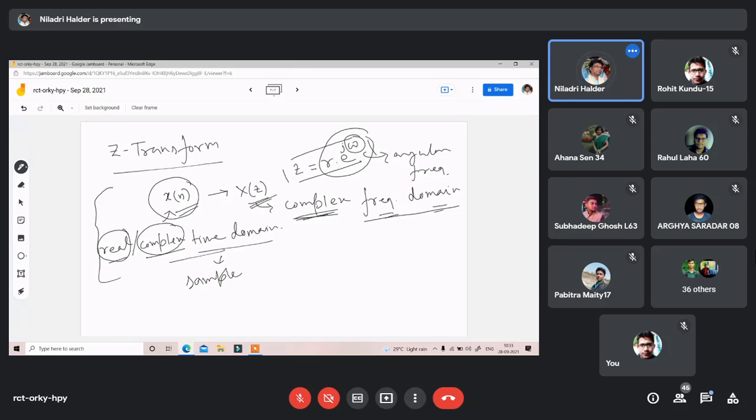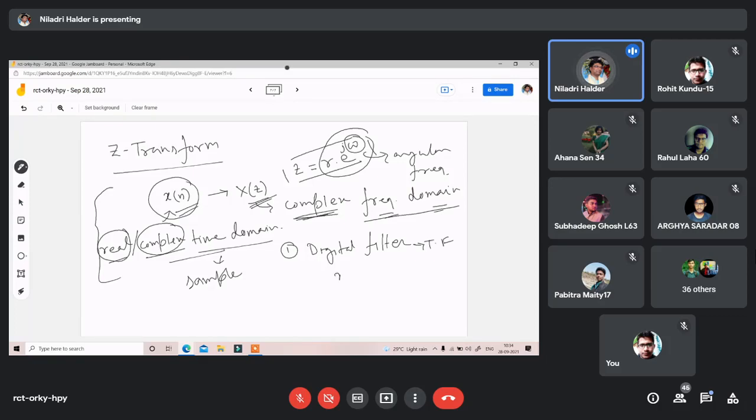Why? What is the importance of this? The importance is that when you are going to calculate or design a digital filter, the most important part is that you need to calculate the transfer function of the given sequence.